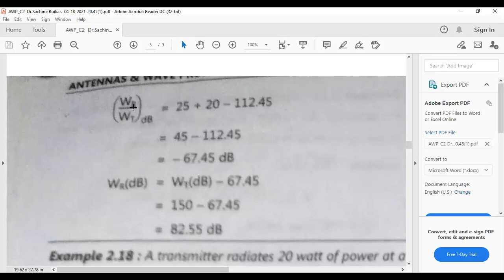So this is the Wr divided by Wt, that is receiving and transmitting in terms of dB. So Wr in terms of dB equals, you can find this term. The transmitting power is given in the numerical as 150 watt. So 150 minus 67.45, you will get 82.55 dB.